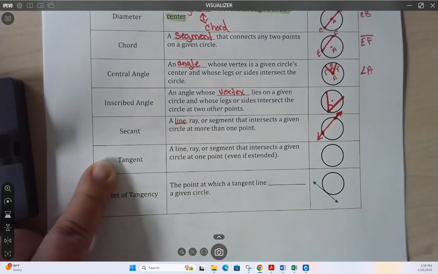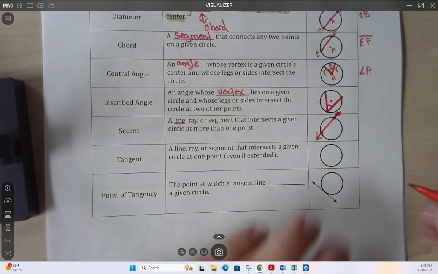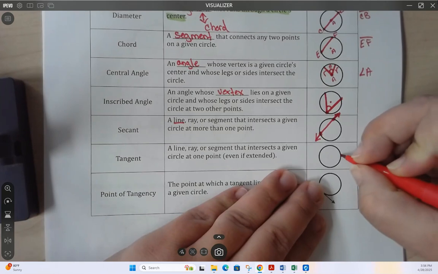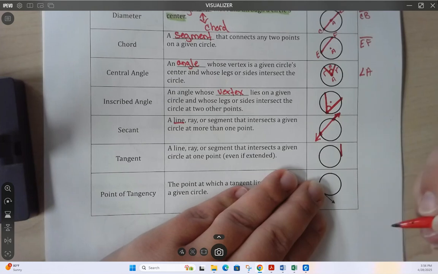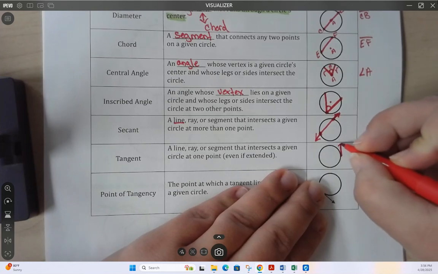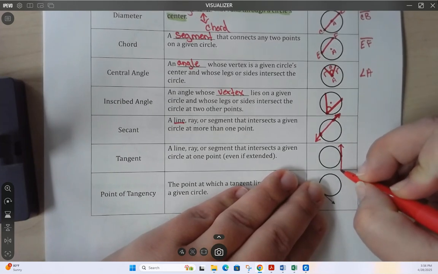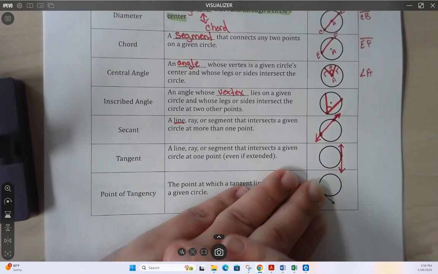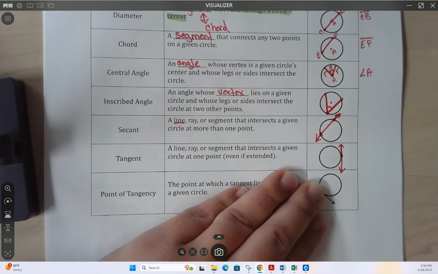Now, a tangent, when we're talking about circles, is a line, ray, or segment that intersects our given circle at exactly one point. And this is whether it's been extended or not. So what that means, if I have this one point right here and I just have this little segment coming off of it, that's a tangent segment. If I turn it into a ray, that's a tangent ray. If it goes off both ways, it's a tangent line. As long as it still only touches the circle in that one point, it is tangent.